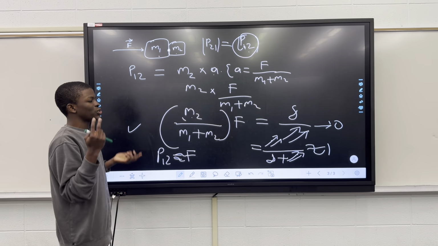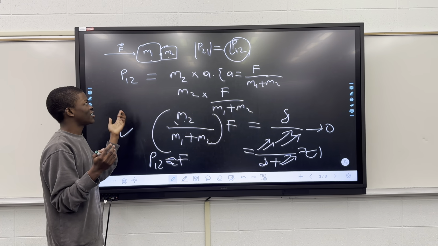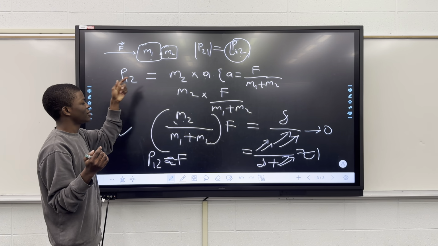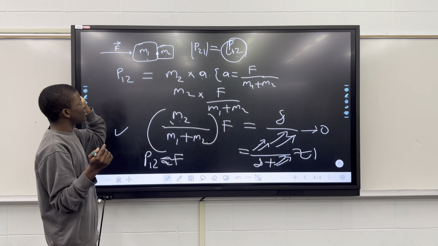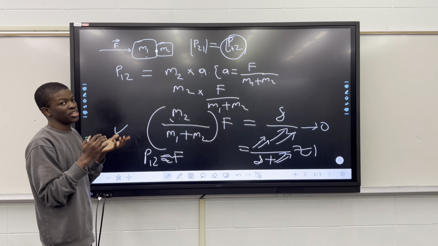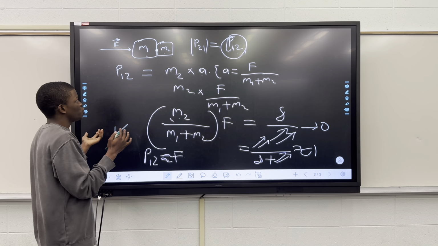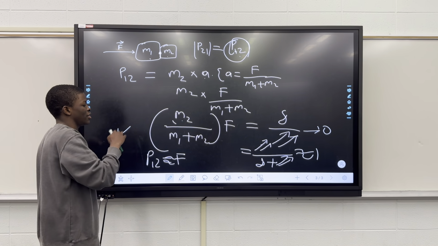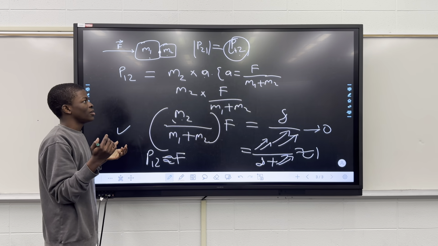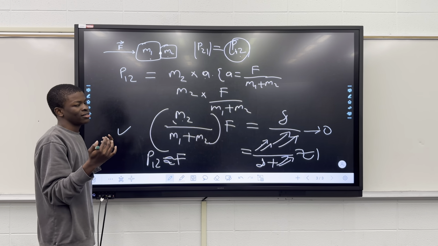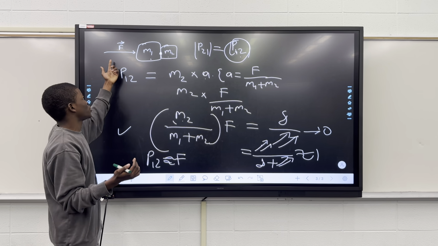So there are two cases. If M1 is much larger than M2, the contact force will be negligible. But if M2 is much larger than M1, the contact force will be close to the force that was acting on M1 in the first place.